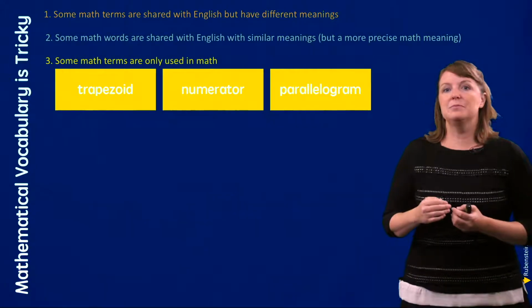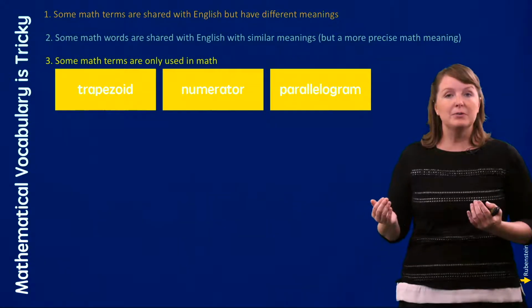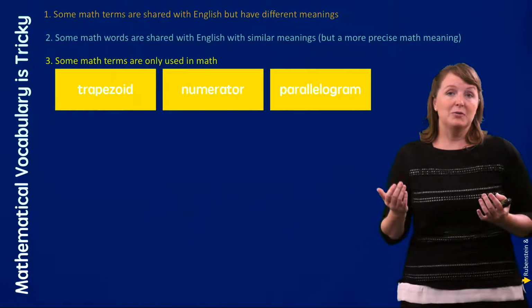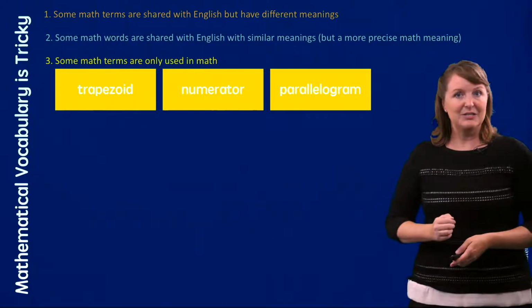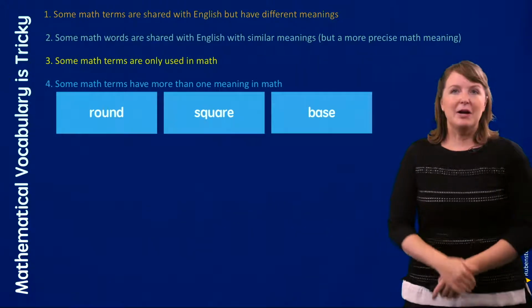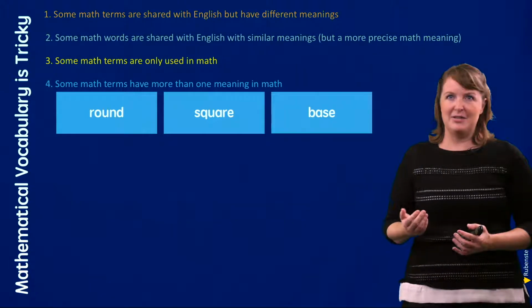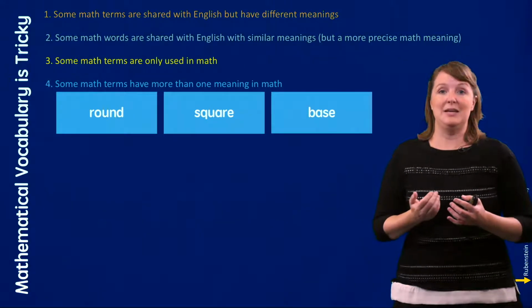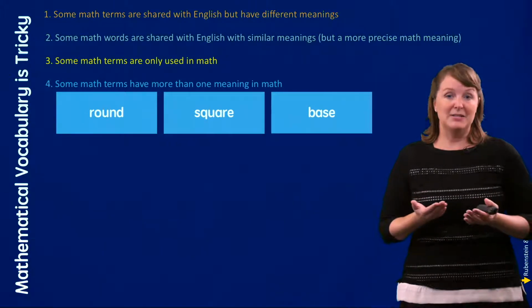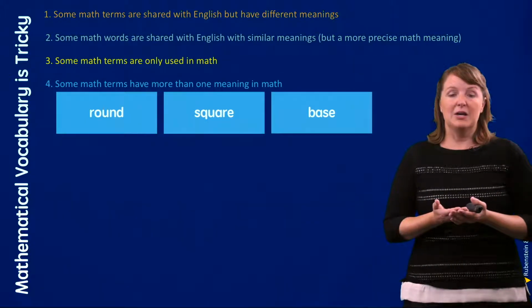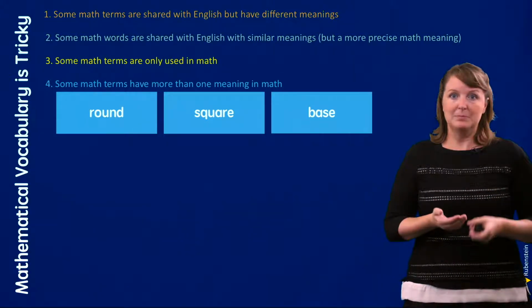There are some math terms that students haven't heard before because they're only used in math. Have they heard the words parallelogram or trapezoid or numerator? So we have to explicitly teach those. Math vocabulary can be tricky because there are some math terms that have more than one meaning in mathematics. So for example, base could be the base of a three-dimensional figure. It could also be the base with an exponent.